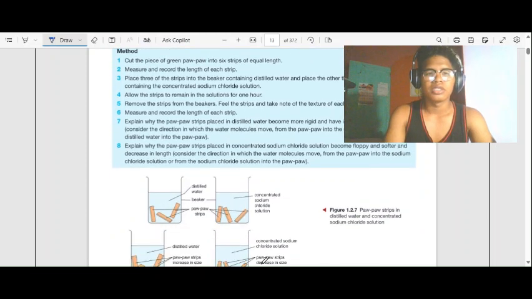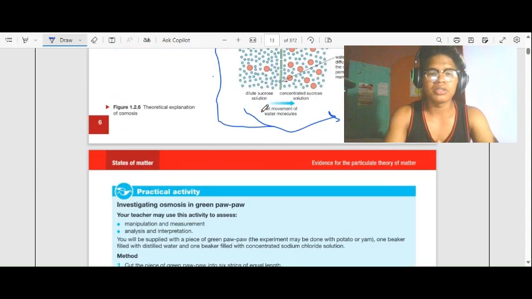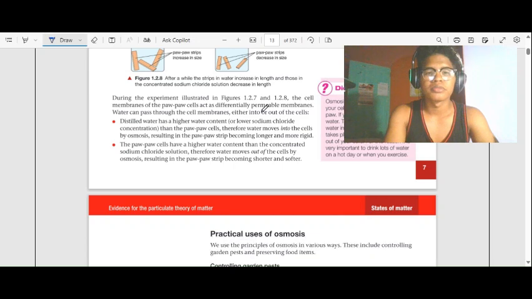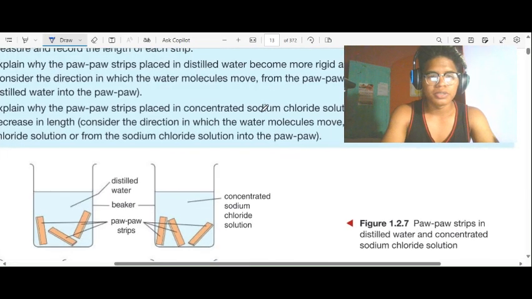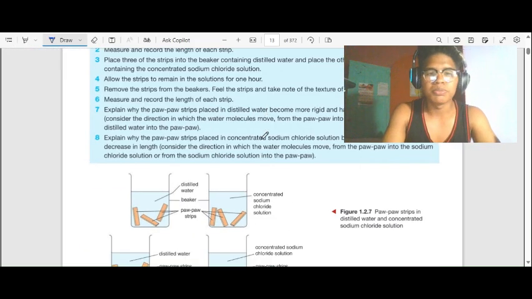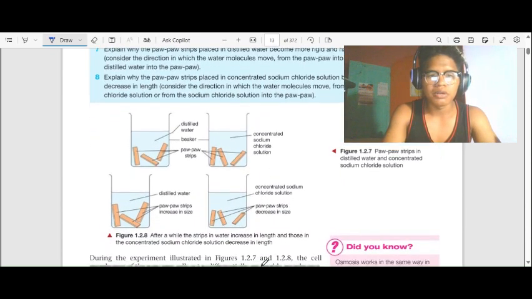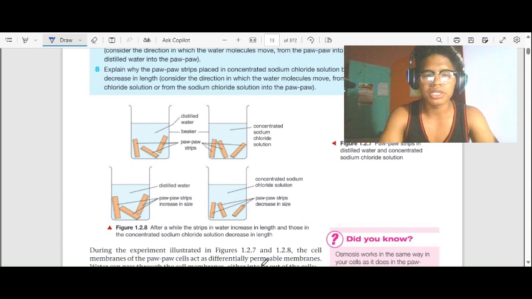So this is a lab experiment to investigate osmosis in green pawpaw. From the diagram below, we have distilled water, the beaker, and pawpaw strips, and concentrated sodium chloride solution. As we move down, in the distilled water, the pawpaw strips increased in size. In the concentrated sodium chloride solution, the pawpaw strips decreased in size. So over time, through the process of osmosis, the strips eventually start to decrease.